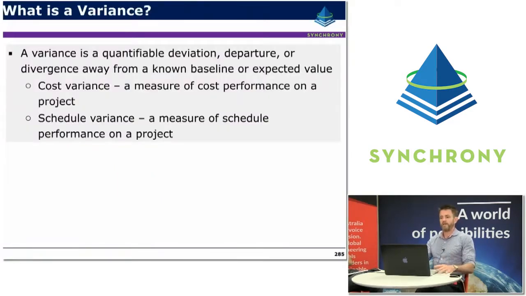So what is a variance? A variance is a quantifiable deviation or departure or divergence away from the known baseline or expected value. So a cost variance is a measure of the cost performance on the project, and a schedule variance gives us a measure of the schedule performance on a project.